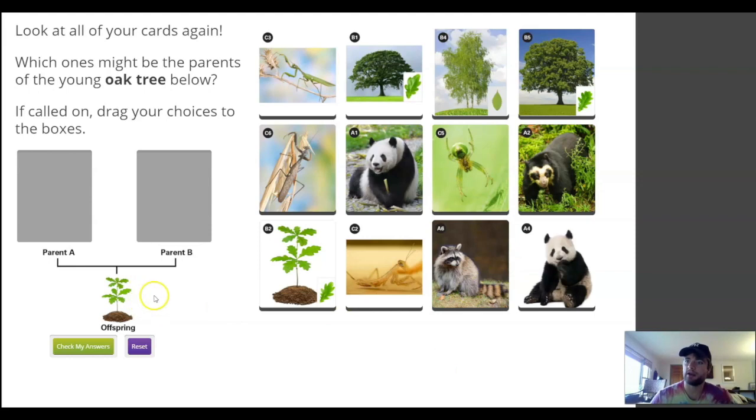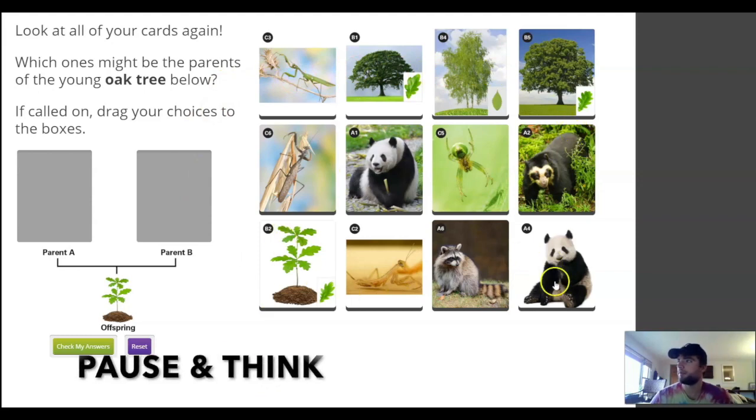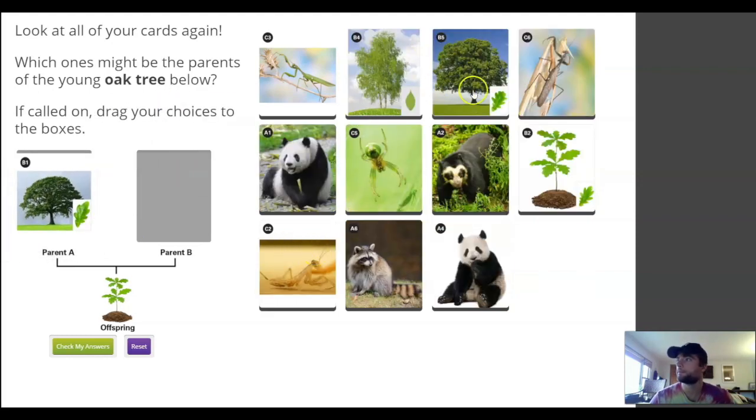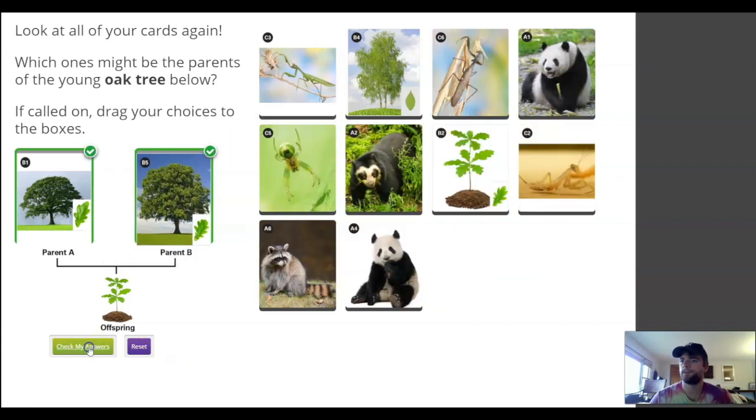Which ones might be the parents of the young oak tree that we see below? So take a look at all of the cards and see if you can find the parents of the oak tree. This one's a little bit trickier, actually. I'm actually not completely sure, so I'm going to take my best guess. And it looks like we're right. If you picked those ones, you're right.